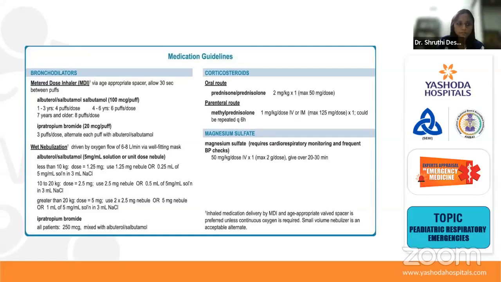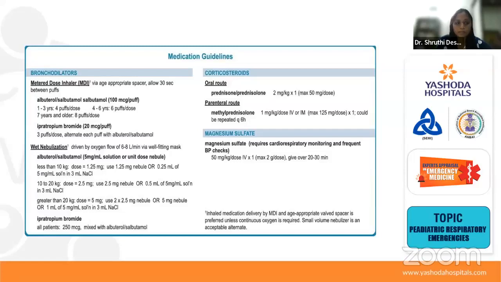So, regarding the bronchodilators, albuterol or salbutamol can be used as a metered dose inhaler as well as a nebulizer. If you're using an MDI, the doses are recommended according to the age group. For 1 to 3 years, 4 puffs per dose can be given. 4 to 6 years, 6 puffs per dose. 7 years and older, 8 puffs per dose.